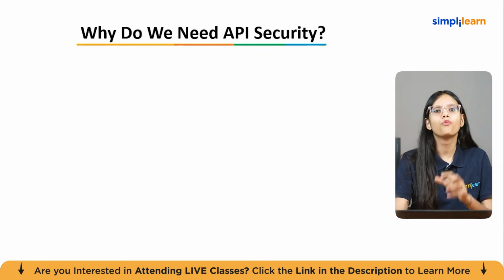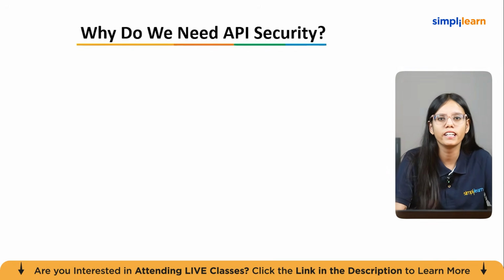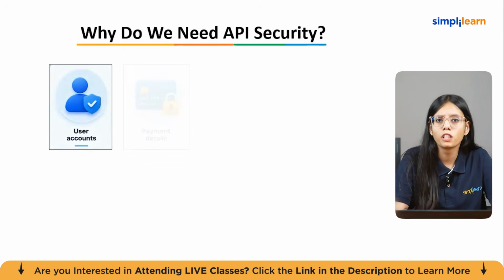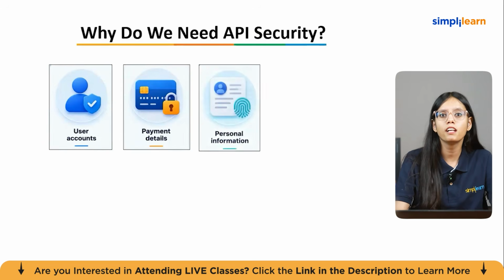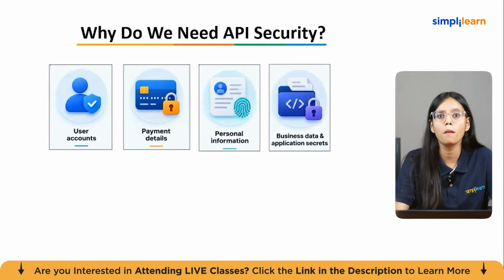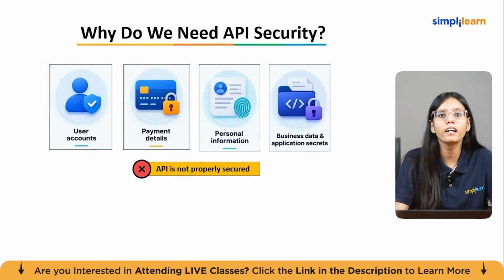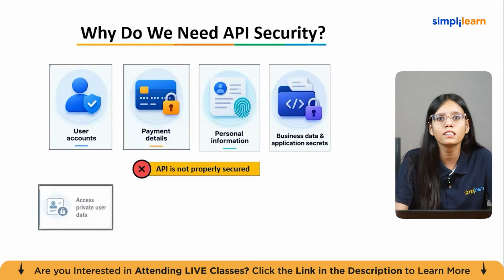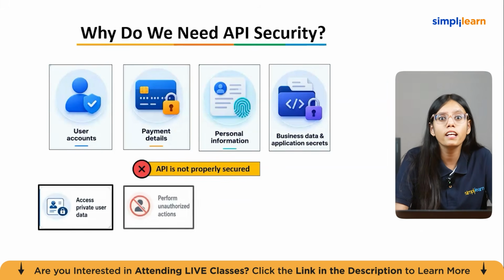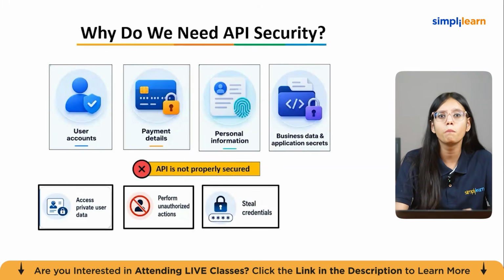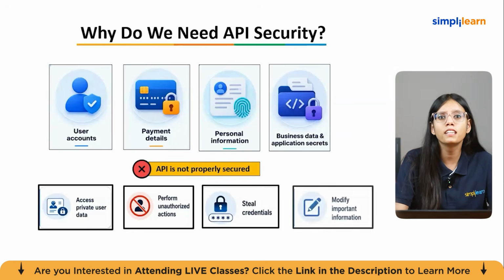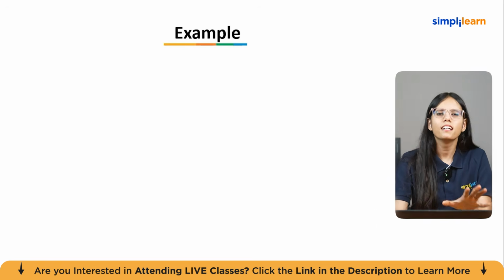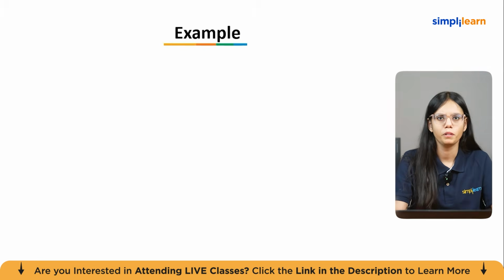Now, let's look at why we need API security. APIs often handle sensitive information such as user accounts, payment details, personal information, business data, application secrets, and if an API is not properly secured, then attackers can easily access private user data, perform unauthorized actions, steal credentials, modify important information.